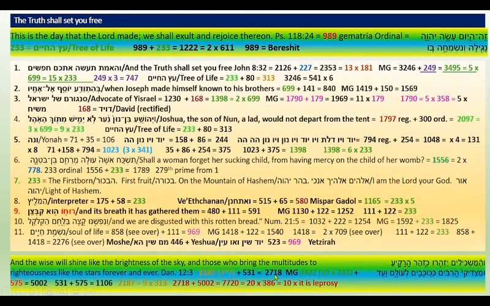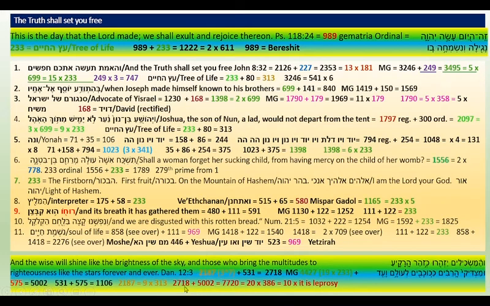It comes to a mispar gadol of 4,427, which is 19 times 233, so 19 times the tree of life. But it's also here, this 2,187 is 9 times 243, and we've got 313 is the regular ordinal of Etz Chaim. So we've got that double connection to the concept of the tree of life here.